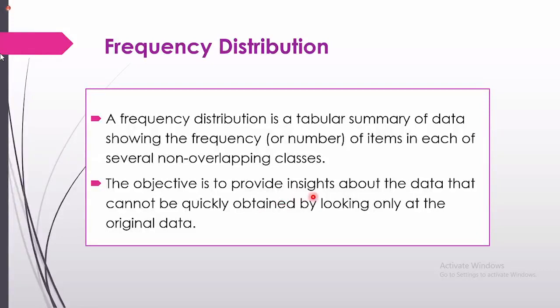That means which non-overlapping class occurred mostly, which non-overlapping class most of the observations surround, which is the minimum occurrence, which non-overlapping class maximum occurred. These kinds of information we can get through the frequency distribution.